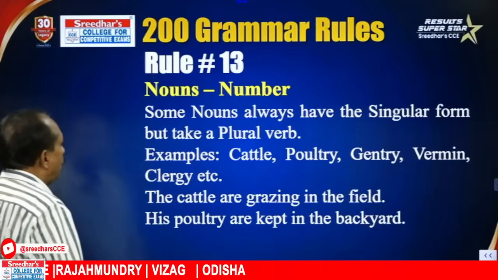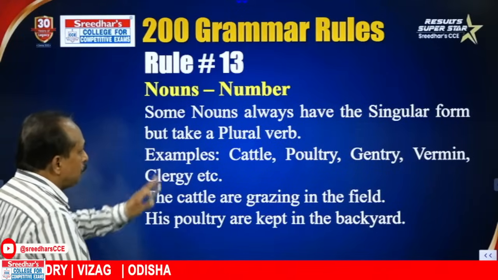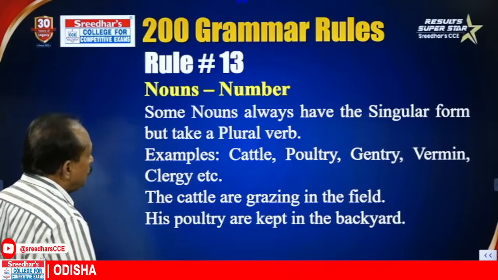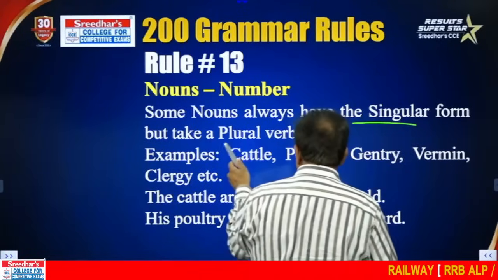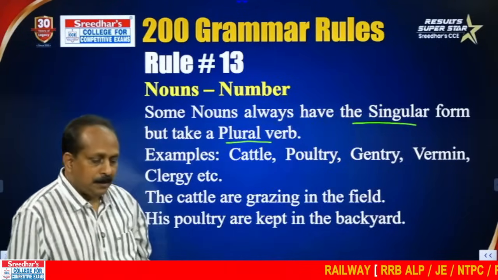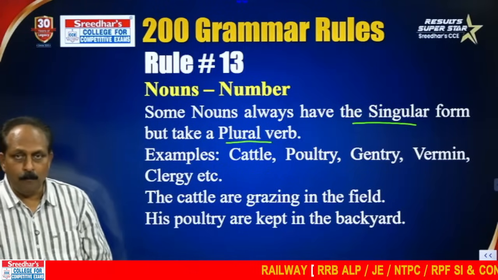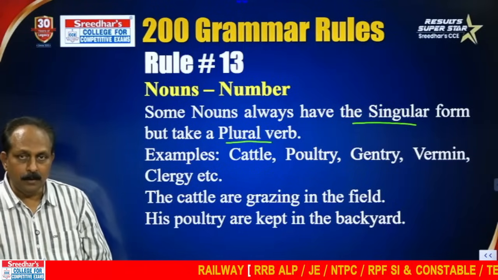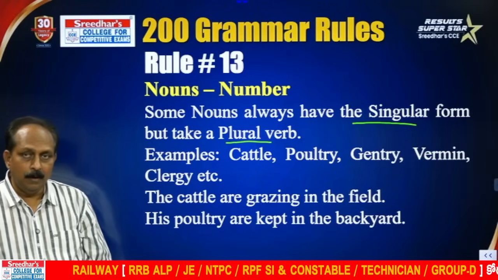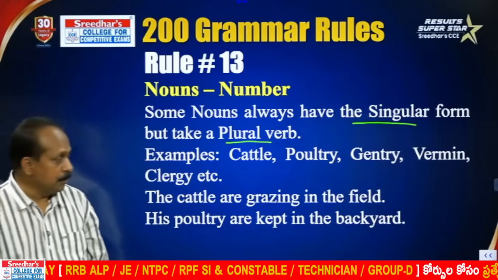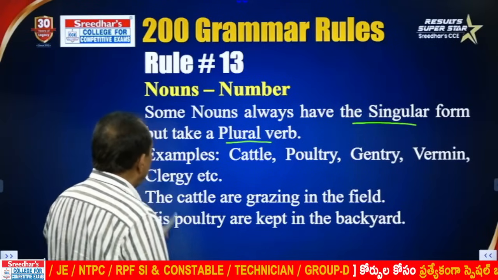Let us go to rule number 13. This also goes with number. Some nouns always have the singular form but take a plural verb. Quite the opposite. Previous one, plural form, singular verb. This one, singular form, plural verb. And here you have to learn 5 examples. Very important. What are the 5 examples here?